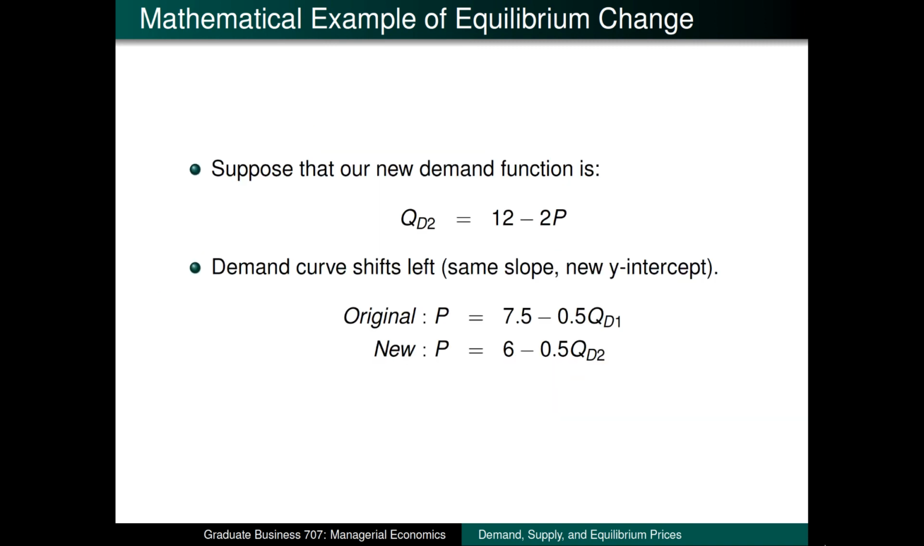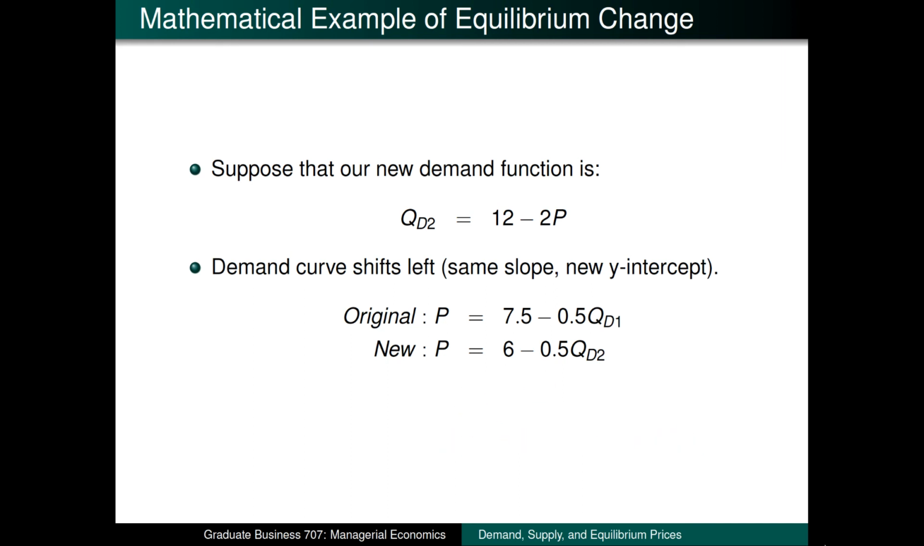Recall from the demand video that the inverse demand function was P equals 7.5 minus 0.5 QD1. Let's suppose that the new demand function becomes QD2 equals 12 minus 2p. In order to determine that this is associated with a demand curve that shifted to the left, let's invert this new demand function by solving for P. Moving the 2P to the left-hand side and QD2 to the right-hand side, we get 2P is equal to 12 minus QD2. Dividing both sides by 2, we solve for P by getting P is equal to 6 minus 1/2 QD2, or 6 minus 0.5 QD2.